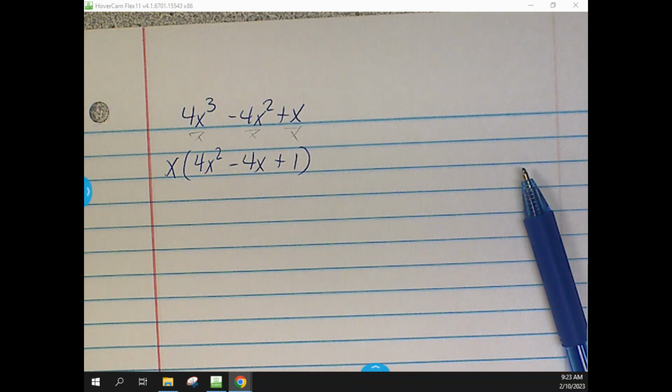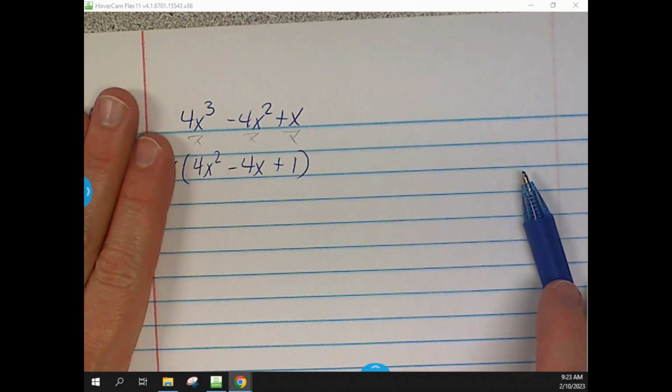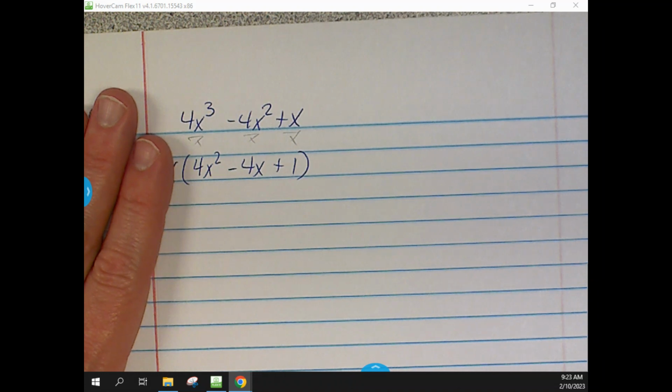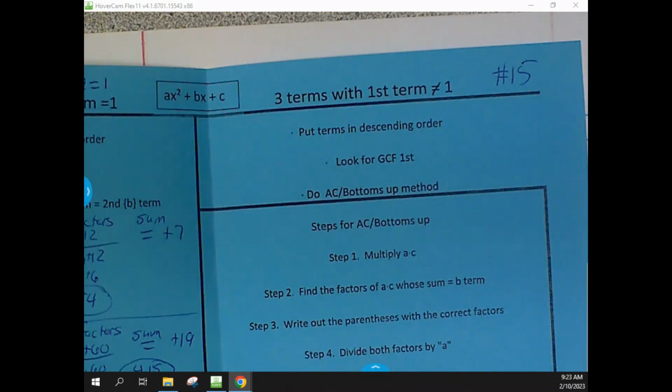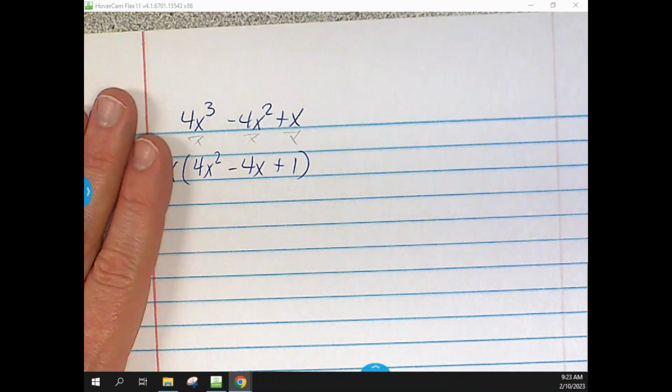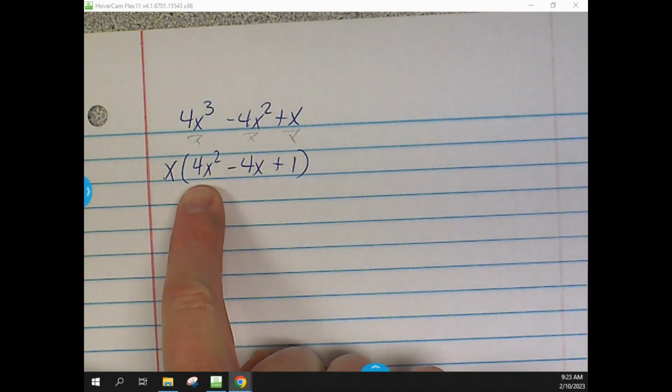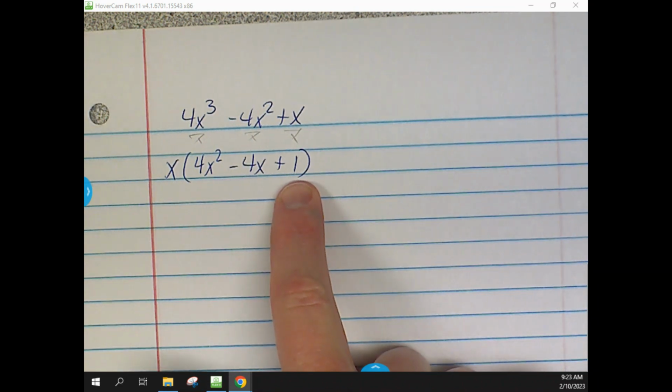Okay, and then from there, that comes back to basically what we were doing yesterday. Now on the inside of it, it's just a trinomial, and you can factor this one however you want to. If you look at this one, it's more like what we were doing yesterday. This is a bottoms up or AC method that you could do. You may also look at this one and go, well, isn't that a perfect trinomial? Because this is 2 times 2, and that's 1 times 1.